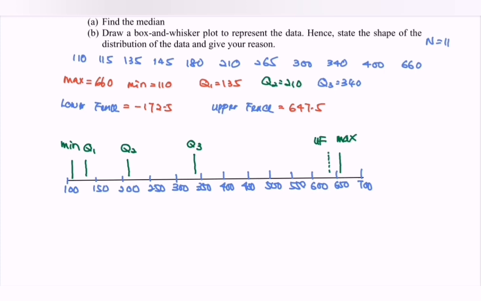So, continue. We have to construct a box. Connect the Q1 with the Q2, then we form a box. Another one, we have Q2 until Q3. We have another box. Then continue. We have the Q1 to the minimum value with a line. Then continue to the upper fence with a line. So here we have the box and whisker plot.